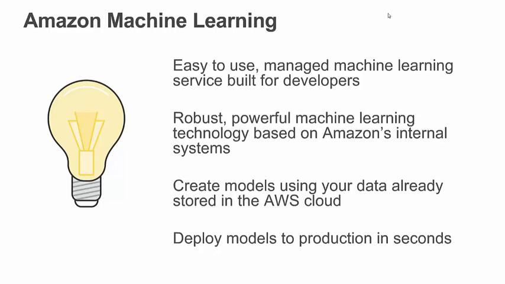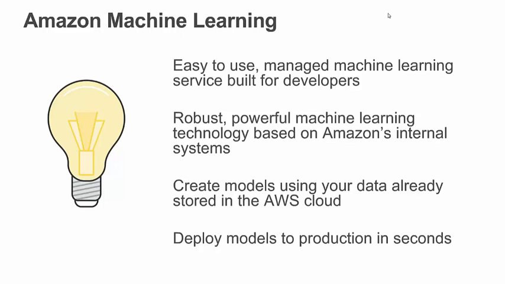So what is Amazon Machine Learning Service? Amazon Machine Learning Service is a service that makes it easy for developers of all skill levels to use machine learning technology. It is not built for machine learning experts, but we find that machine learning experts also use and like the service. Amazon Machine Learning is based on the same robust machine learning technology that is already used within Amazon's internal systems that generates tens of billions of predictions weekly.